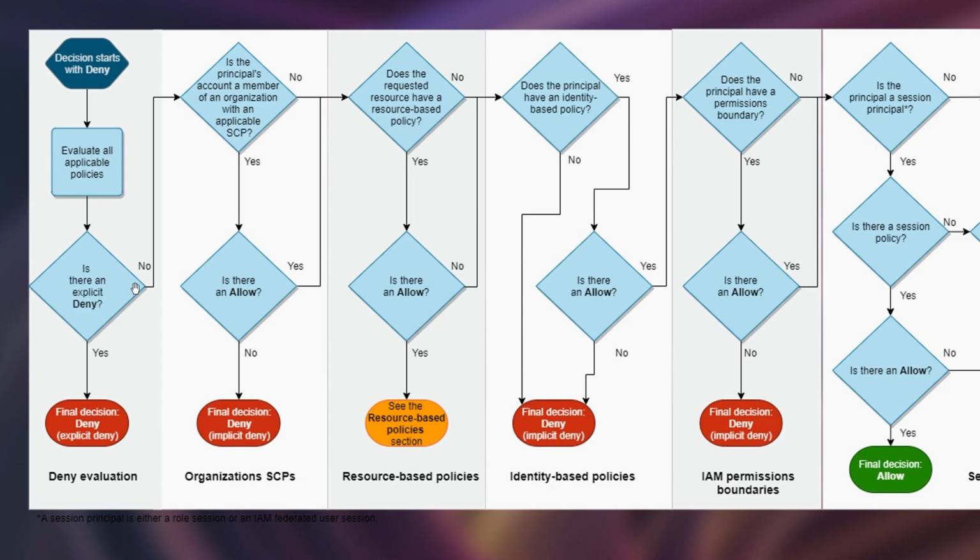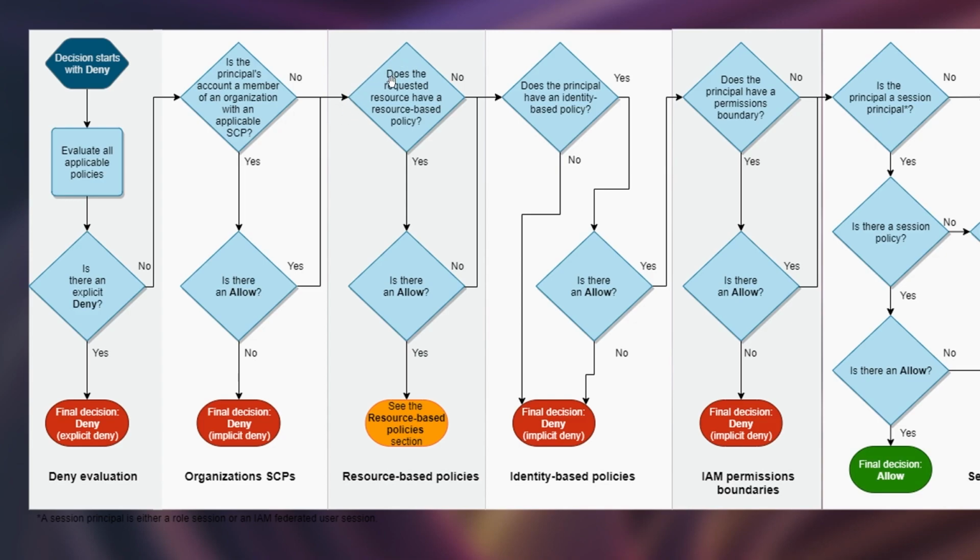If there is no explicit deny, it goes to the second condition and checks, is the principal's account a member of an organization with an applicable SCP? So if there is an SCP being applied to this, if it is yes, it checks again, is there an allow there? If no allow is there, then the final decision will be implicitly denied because there is no allow in the SCP applied to this. So this is called the organizational SCP. So if there is an applicable SCP but there is no allow, then the organizational SCP will have an implicit deny and the final decision will be denied.